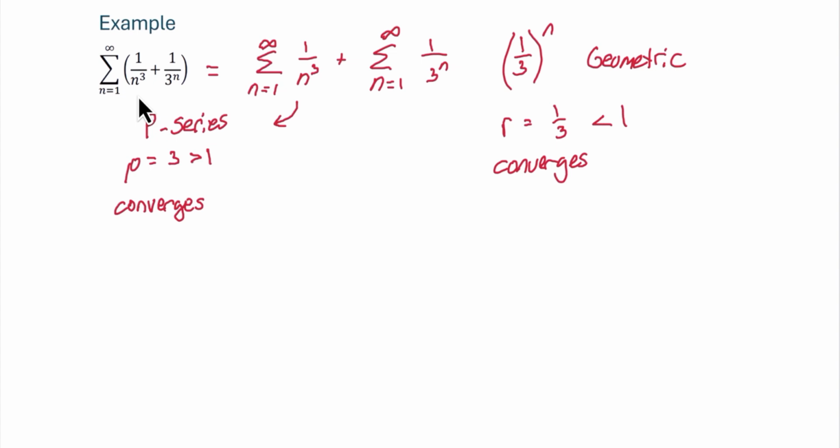So we have a convergent p-series plus a convergent geometric series, and we know that the sum of convergent series is convergent. So we can say the sum from n equals 1 to infinity of 1 divided by n cubed plus 1 divided by 3 to the n is convergent.